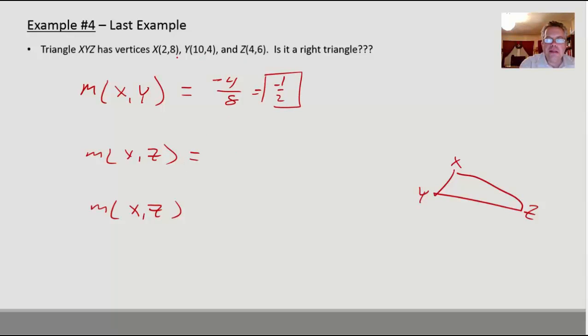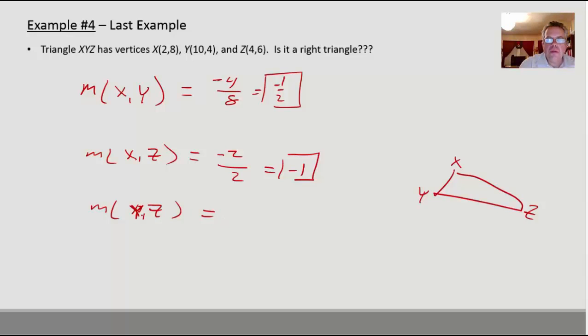Second one, X and Z. So 6 minus 8 is negative 2, and 4 minus 2 is 2. So that has slope negative 1. And let me see, we did X and Y, and I just did X and Z. We need Y and Z.